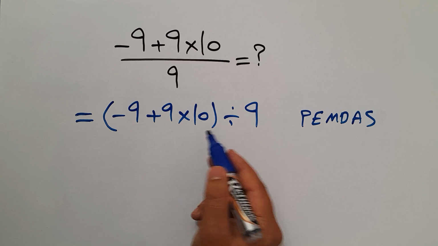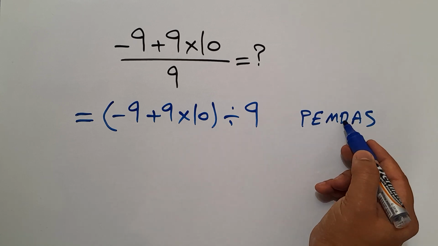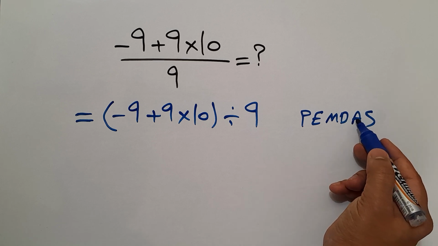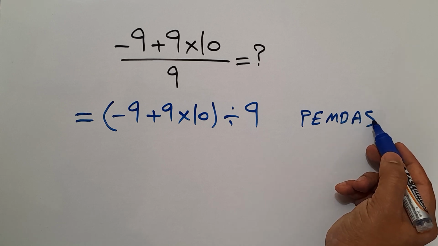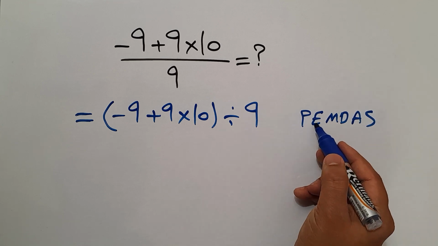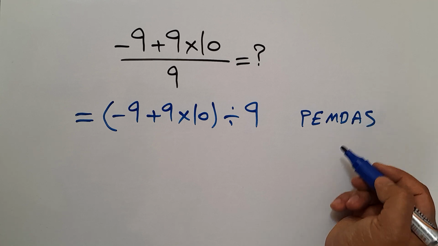Okay? Because P stands for parentheses, E stands for exponents, M and D stand for multiplication and division, and A stands for addition and S stands for subtraction. We first do parentheses, then exponents, then multiplication and division, and finally addition and subtraction.